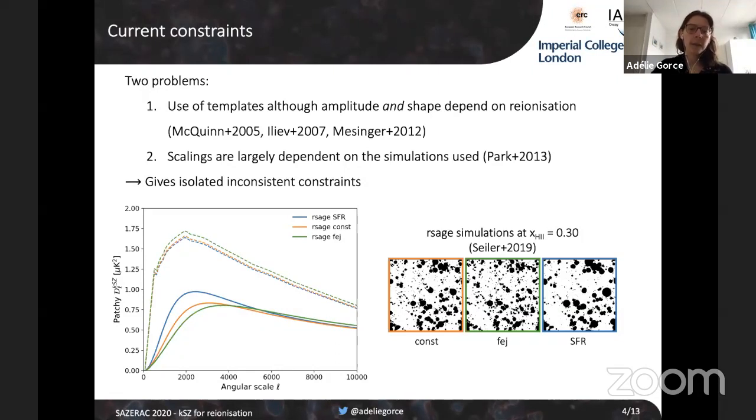So it's really inconsistent. To give you an example, here I have 3 simulations. I'll talk about them a bit later, but they have very different morphologies. If you use the scalings and the templates, you obtain the 3 dashed lines here, very similar. But if you use the method I'm going to describe in the remaining part of the talk, you get these 3 spectra. So you lose a lot of information if you only use templates and the amplitude at multipole 3000.